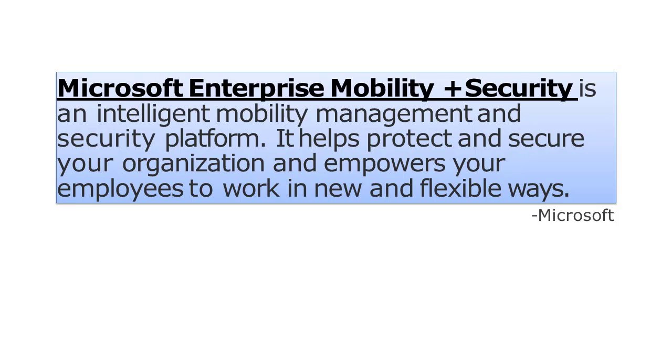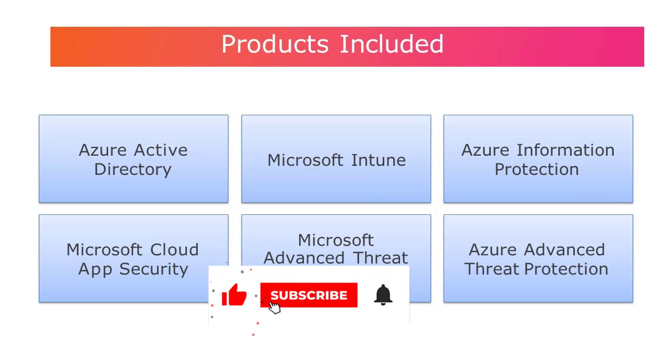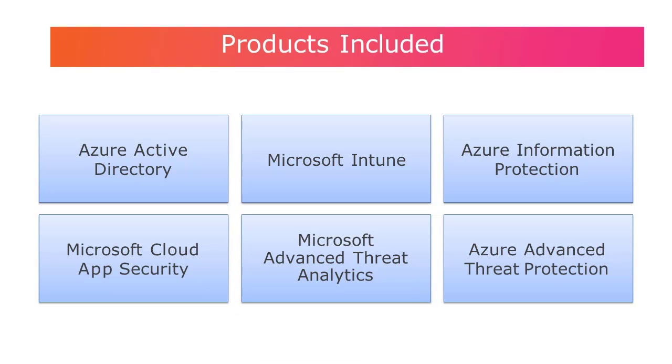It helps protect and secure your organization and empowers your employees to work in new and flexible ways. EMS is made up of multiple products, the main ones being Azure Active Directory, Microsoft Intune, Azure Information Protection, Microsoft Cloud App Security, Microsoft Advanced Threat Analytics, and Azure Advanced Threat Protection. While not going into details in this module, those are really the main products out there to secure Microsoft 365.